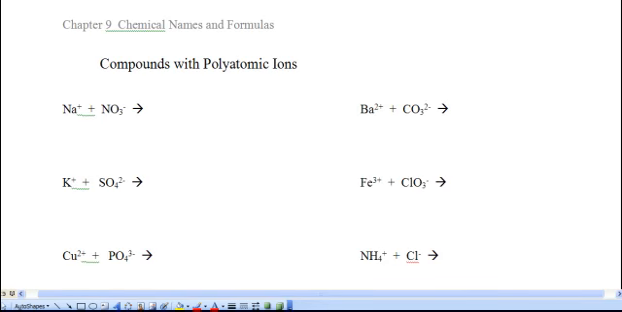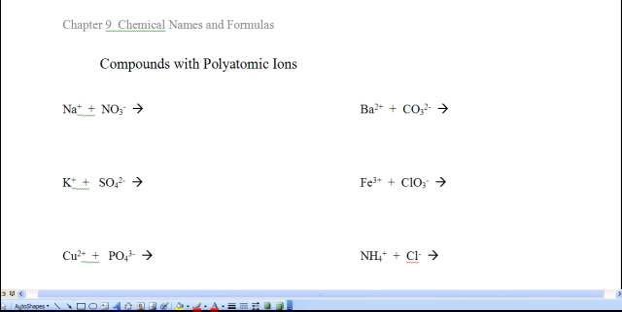And we're back in 9.2 where we're learning how to name and write formulas for ionic compounds. In this podcast, we're going to start addressing polyatomic ions and how they interact in ionic compounds. And the key here is understanding that polyatomic ions act as a single unit. You treat them as one, and everything else is the same as we've already learned in this section.